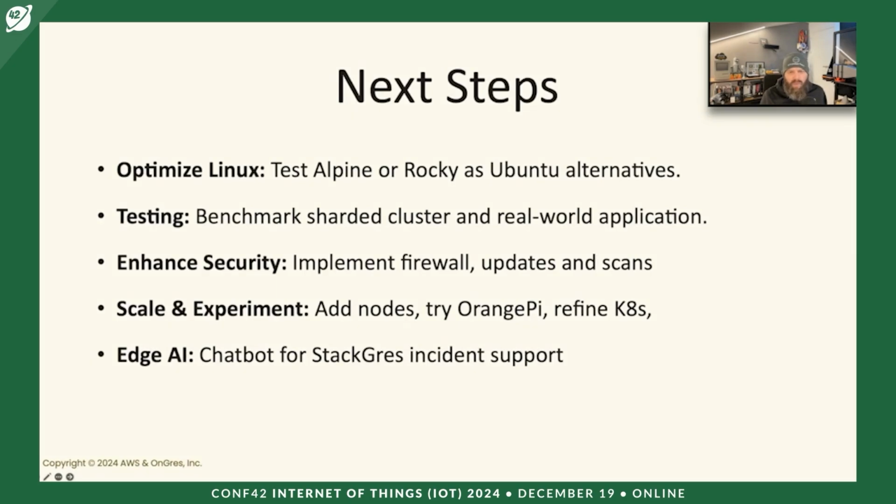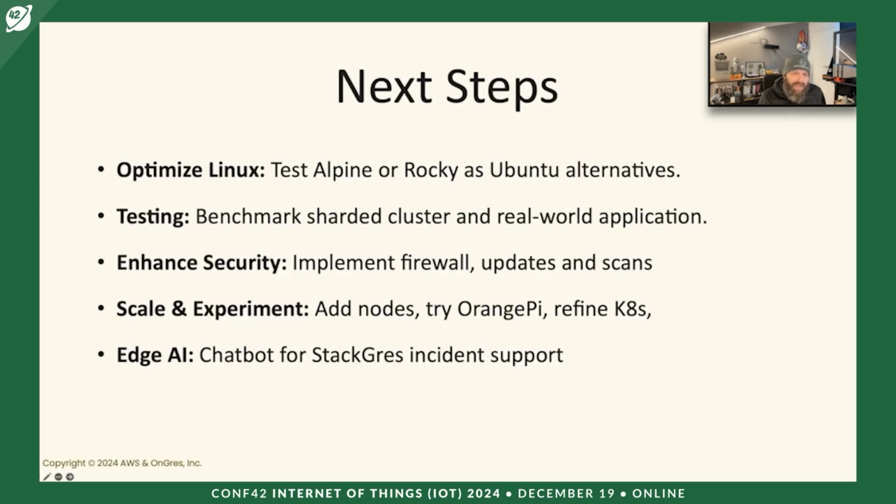We were going with Ubuntu, and will probably try other alternatives like Rocky Linux. Also benchmarking a shared cluster and having a real-world application running on top. Probably we will need to change most of the hardware to go to more improved Raspberry Pis, or even try other nodes like the Orange Pi, but mainly also how we can fine-tune Kubernetes.